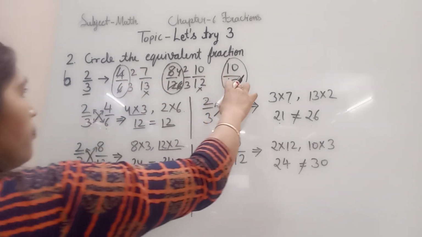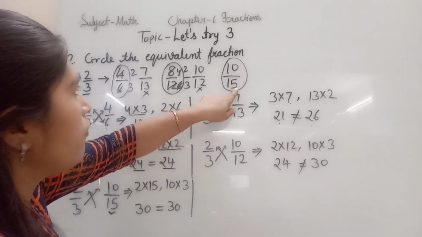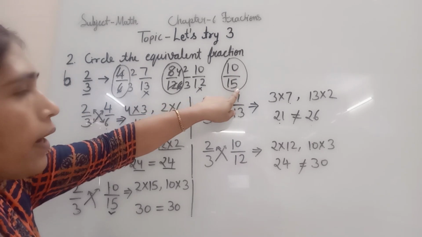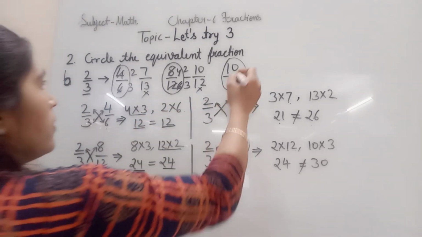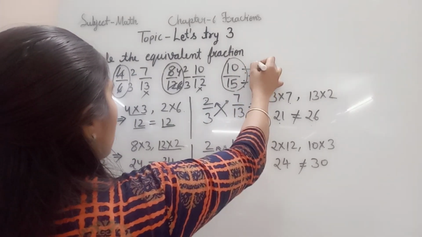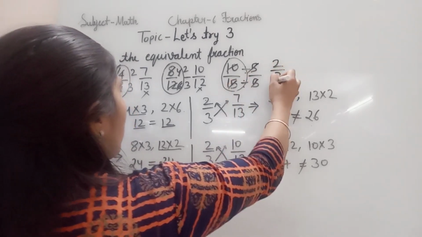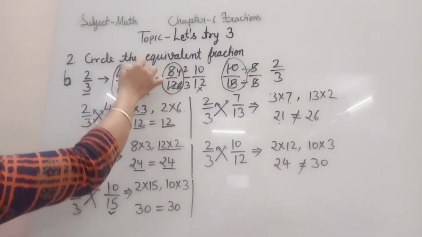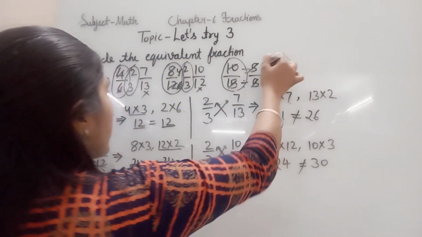And same here, 10 and 15. Both the numbers are ending with 5 and 0, which means both are divisible by 5. If I am dividing this by 5 and this also by 5, you will get 5 2s are 10 and 5 3s are 15. So here also you are getting 2 by 3.